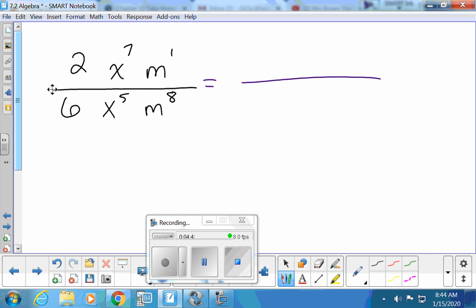So how would 2 over 6 reduce down? 1/3. So you divide the top by 2, get 1. Divide the bottom by 2, get 3. 2/6 is 1/3. Let's do our x's. Bigger minus smaller, put your answer where the bigger lived.